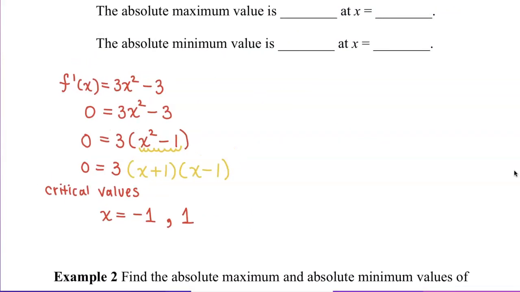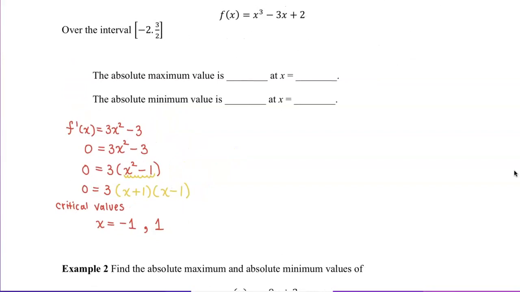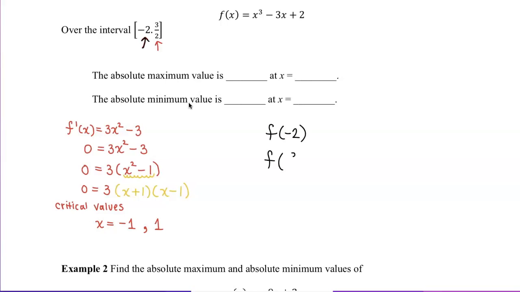And here's what you're going to do. Remember the two endpoints they gave us, the left endpoint and the right endpoint? We're going to plug in all these values we have, these endpoints and the critical values, into the function and see which one comes up with the biggest number and which one comes up with the smallest number, okay? So here's the setup. I want to find f of -2. See, that's the first endpoint, right? And I want to find f of 3 over 2. That's the right endpoint. But I also want to find f of -1 and f of +1. So I got 4 values to check out. Which one will give me the biggest number, right?